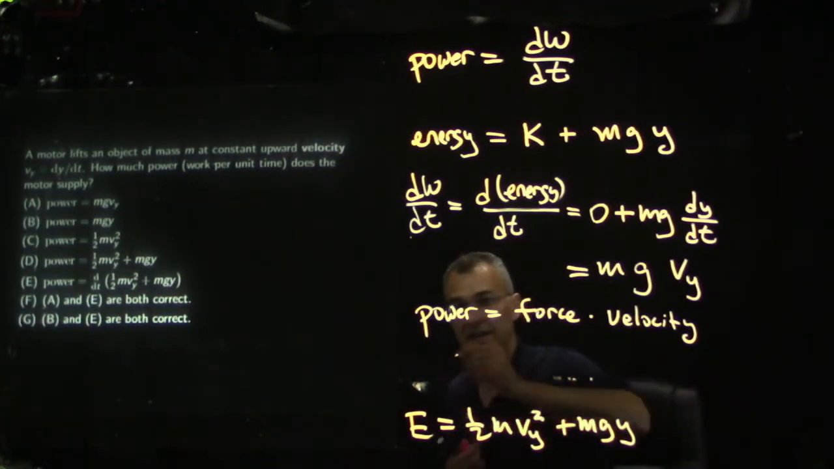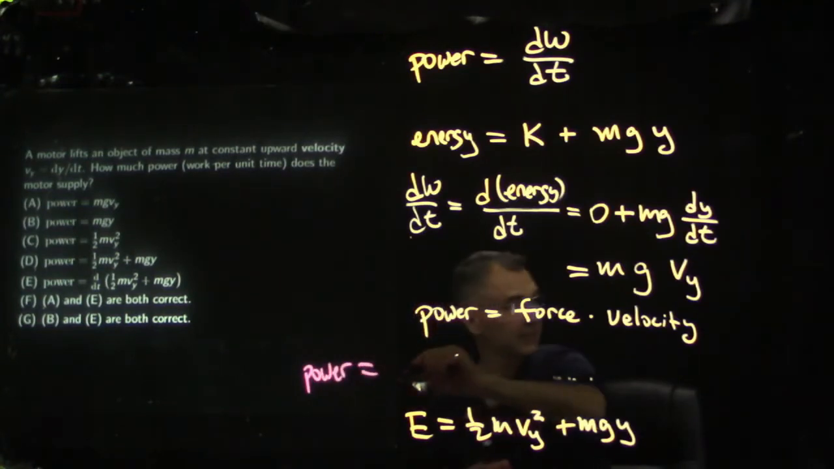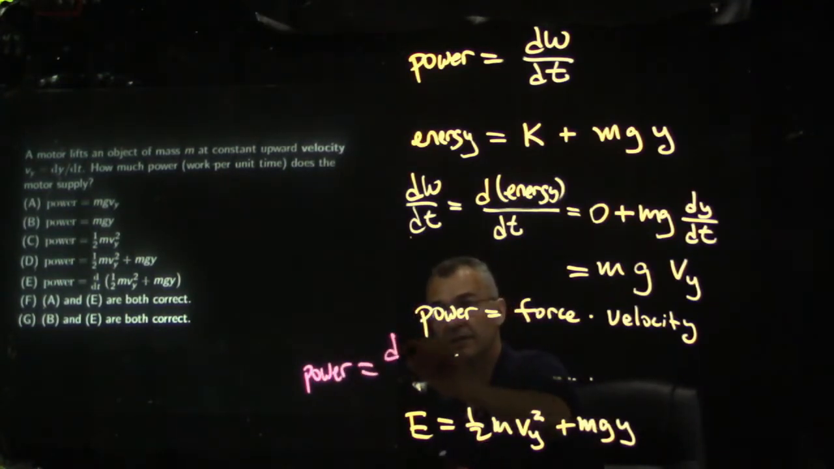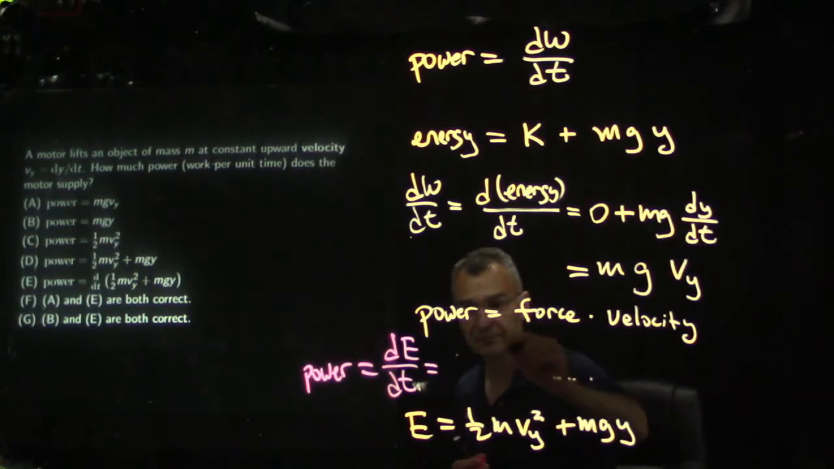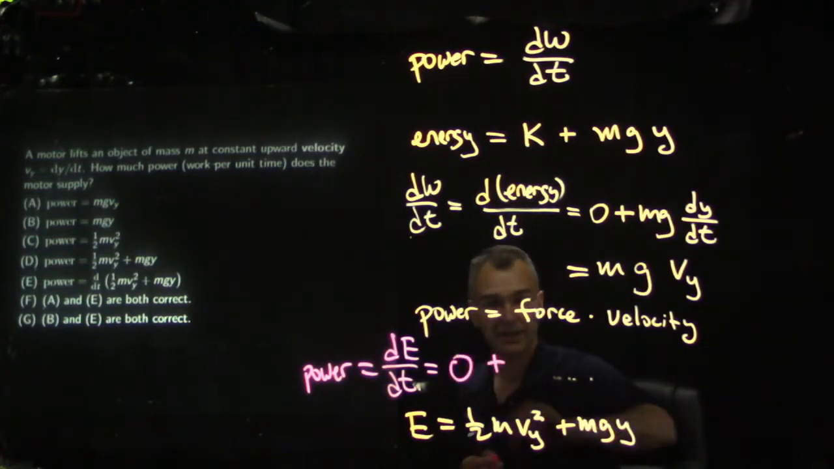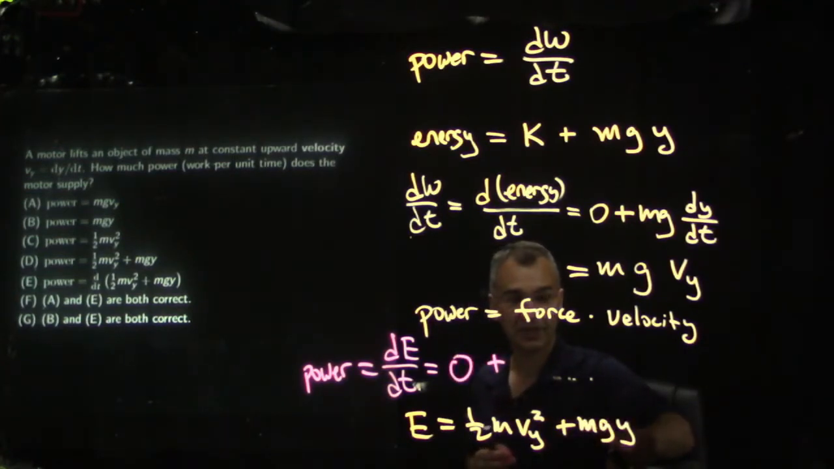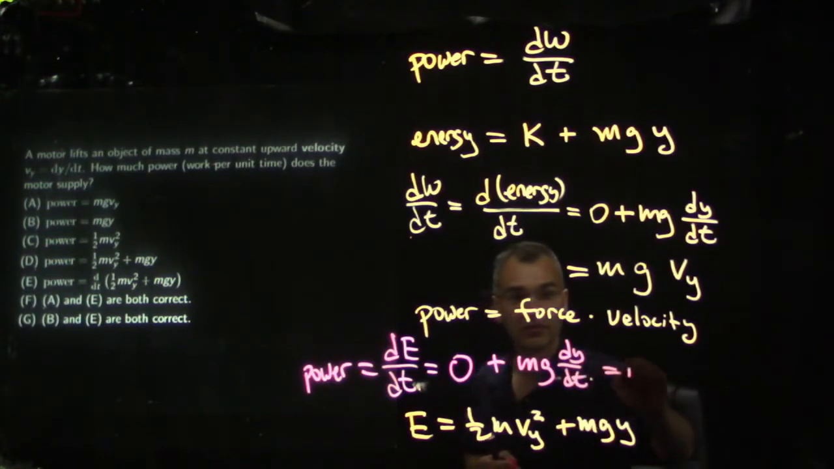So we can say power is the rate at which we are changing the energy of the system. That's the rate at which we're doing work on the system. This first term is a constant because the mass is constant and the velocity is constant, so that's 0. And then we say mg. The only thing non-constant here is y. So that's mg dy by dt, which is just mg v sub y.